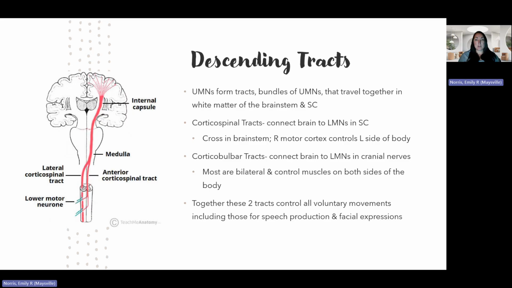The corticospinal tracts are also called pyramidal tracts. And the facial nerve is actually the only cranial nerve without bilateral upper motor neuron innervation. So all other cranial nerves have innervation to both sides of the body, but the facial nerve doesn't. Sometimes damage to one facial nerve will cause loss of facial expressions on that side of the face.